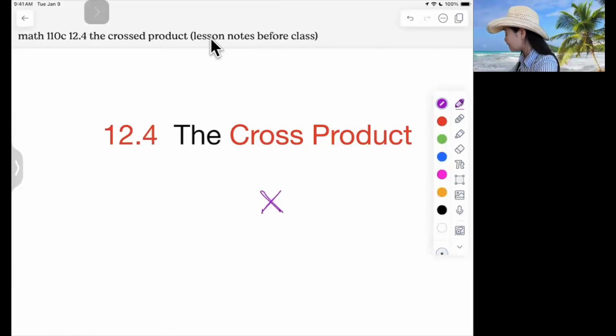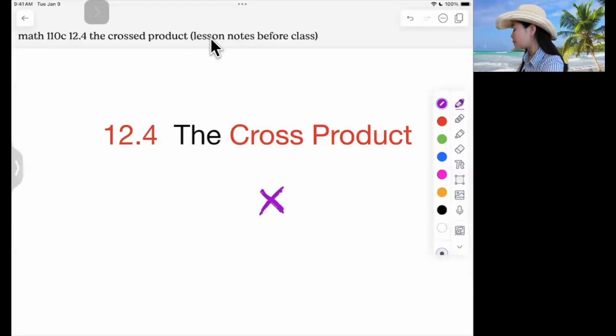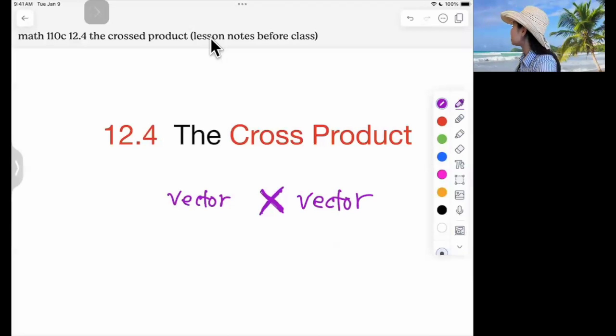It looks like multiplication, but it's not multiplication. It is an operation between two vectors. So it's a cross, like this. This one here has to be a vector, and the other one has to be a vector. Multiplication is only for numbers, okay? But here it is an operation between two vectors. And last time the dot product is also an operation between two vectors, but this is another product. It's called a cross product.